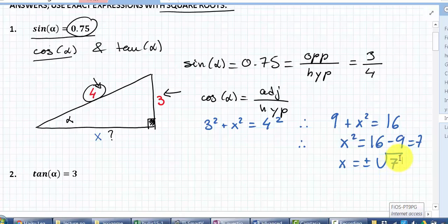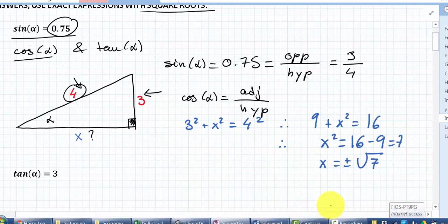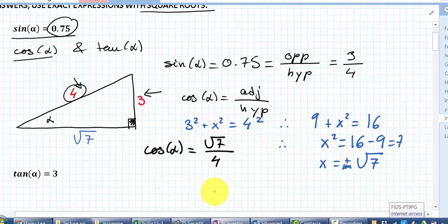We are working in a right triangle, therefore x is positive, so we don't use a negative value. This side is equal to the square root of 7. Let's write it, square root of 7. We have everything now. What is the cosine of alpha? The cosine of alpha is square root of 7 divided by 4. And what is the tangent of alpha?